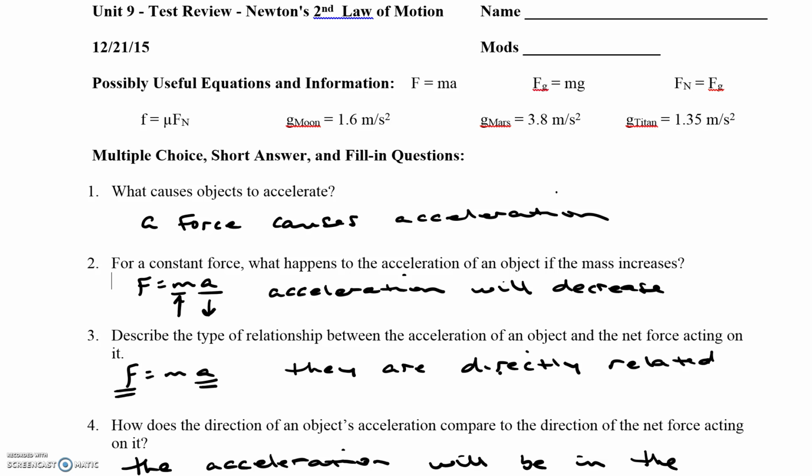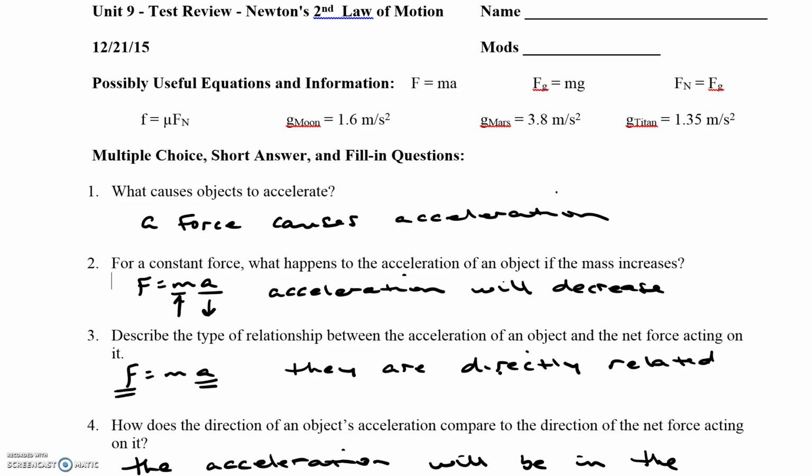So imagine this. Let's say that our force is a constant, but our mass is multiplied by 2. In order to keep the force the same, our acceleration would have to be divided by 2. Mass and acceleration are inversely related.